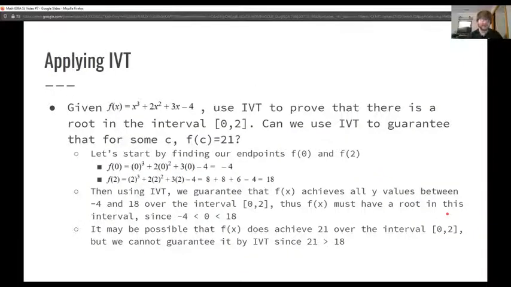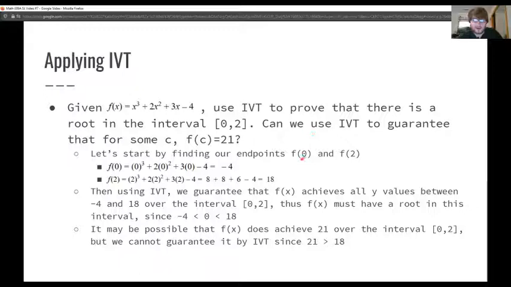So, applying IVT. Given this f(x), which is equal to x cubed plus 2x squared plus 3x minus 4, we're asked to use IVT to prove that there's a root in the interval [0, 2]. And then we're also asked, can we use IVT to guarantee that for some c, f(c) is equal to 21? Let's start by finding our endpoints.